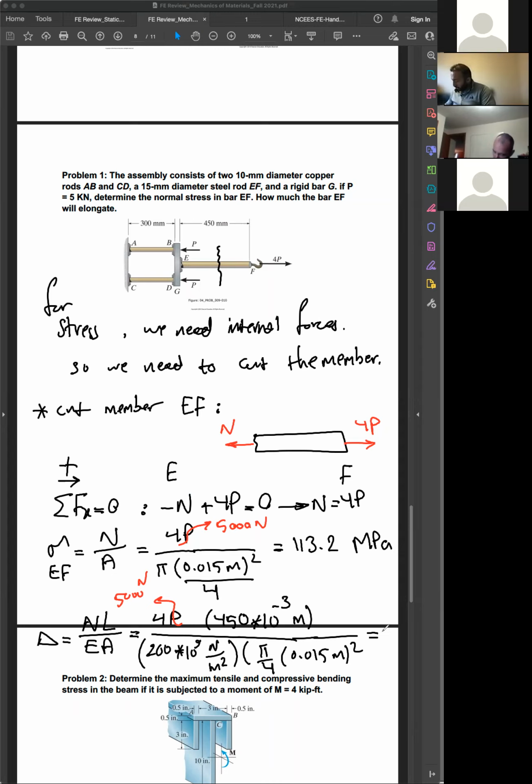All right. So the answer to this would be equal to 4 times 5,000 times 450 times 10 to the power of negative 3, over 200 times 10 to the power of 9, over 3.14 times 0.015 squared over 4. Okay, so the answer I have found would be 0.00025 meters. Times 10 to the power of 3, that would be 0.25 millimeters. All right.